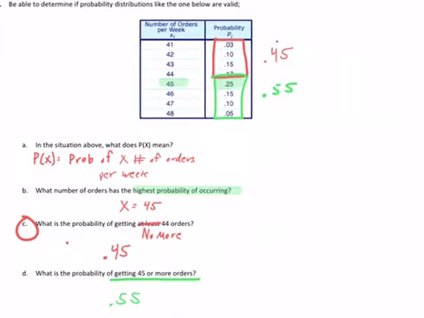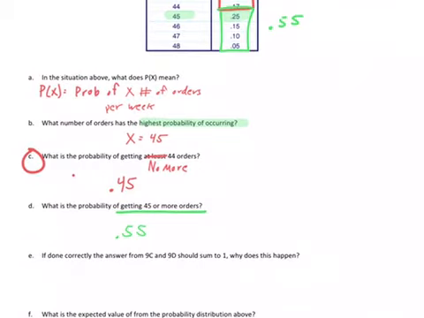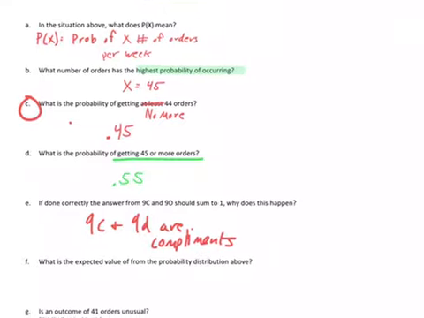Now, going back to the next problem: if done correctly, 9C and 9D should sum to 1. Why does this happen? I apologize if there was a typo there, but now that we've got that fixed, it makes much more sense, because 9C and 9D are complements. And once you've got those complements set up, then you know that the probability of one plus the probability of the other add up to everything. Going back to our problems, let's keep going.